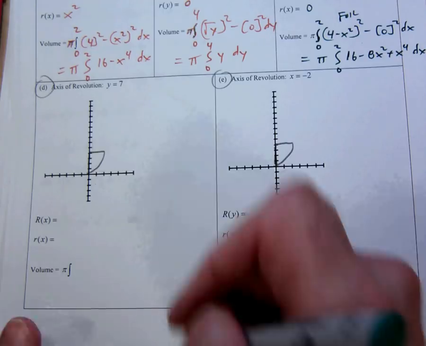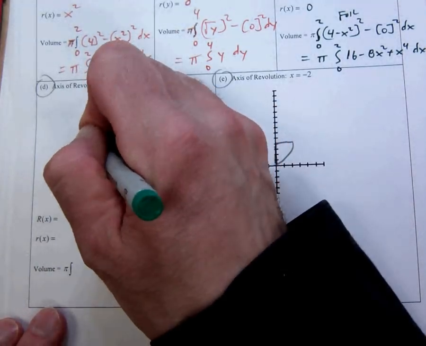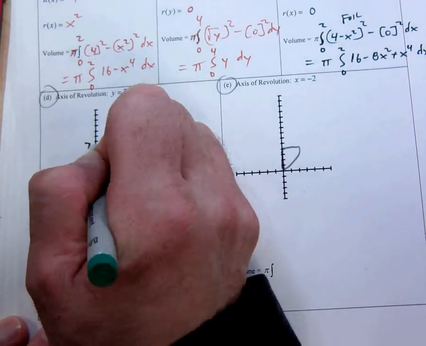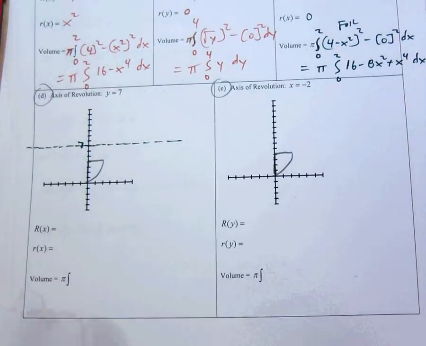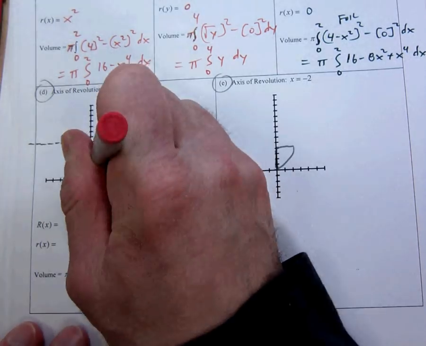I can keep going. I'm going to get started. There's 7 right there. So that's my axis of revolution. All right, then I always draw my representative rectangle where again? Inside the region and perpendicular to your axis of revolution. So it looks something like that, wouldn't it?